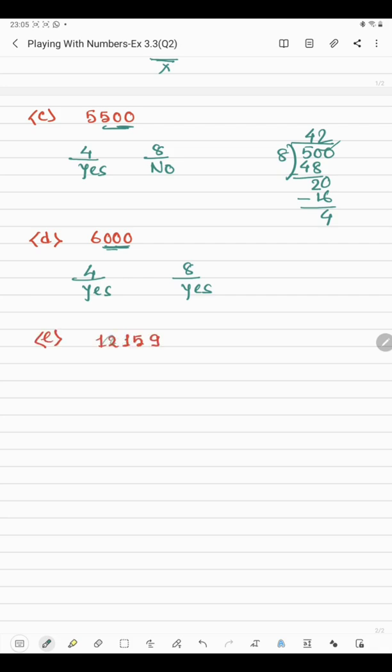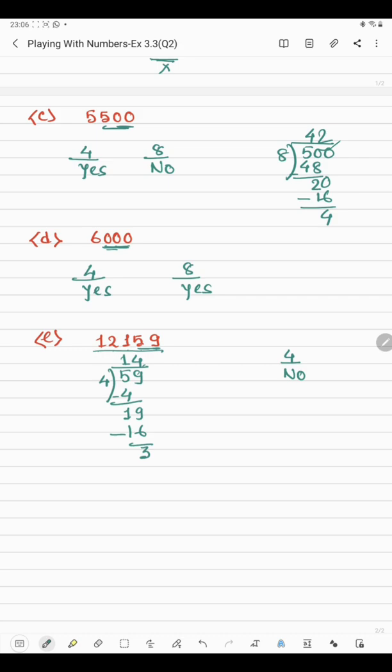Now in the next part we have 12159. Again we will have to take the last 2 digits to find the divisibility by 4. Okay. So 4 ones are 4. 5 minus 4 is 1. Now 9 will come down. 4 4s are 16. So we have got the remainder, which is 3. So that means if 59 is not divisible by 4, then the whole number also will not be divisible by 4. So we will write no.